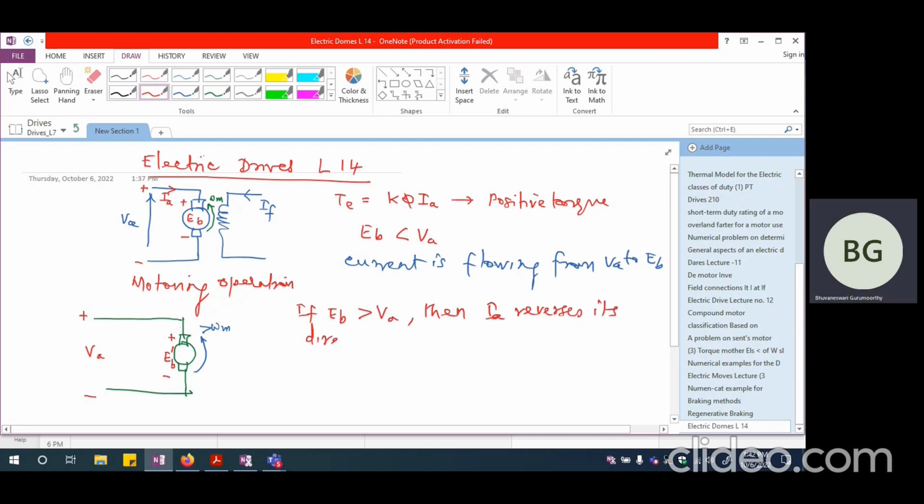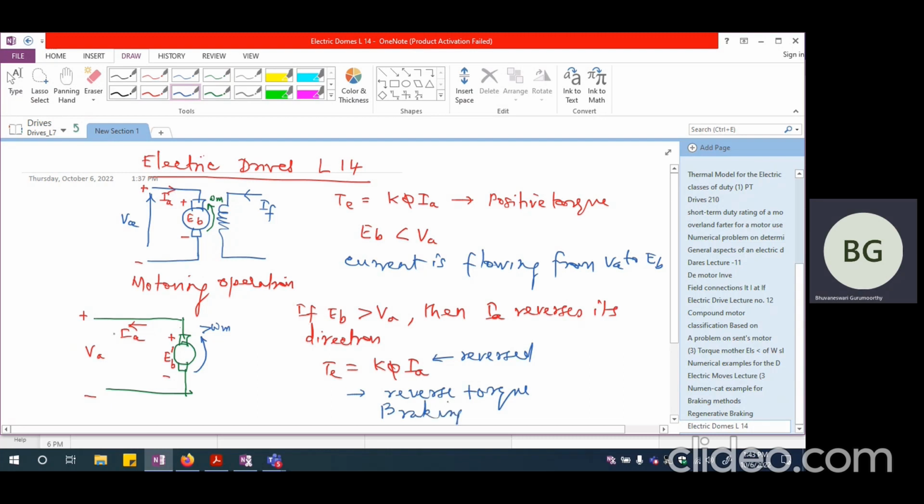So once IA reverses its direction, we are going to have a different electromagnetic torque. If I look at TE equals K phi IA, and IA is reversed in this particular case, we are going to have braking torque or reverse torque. The speed is in the same direction, but the torque is reversed. That is the reason why we call this braking.